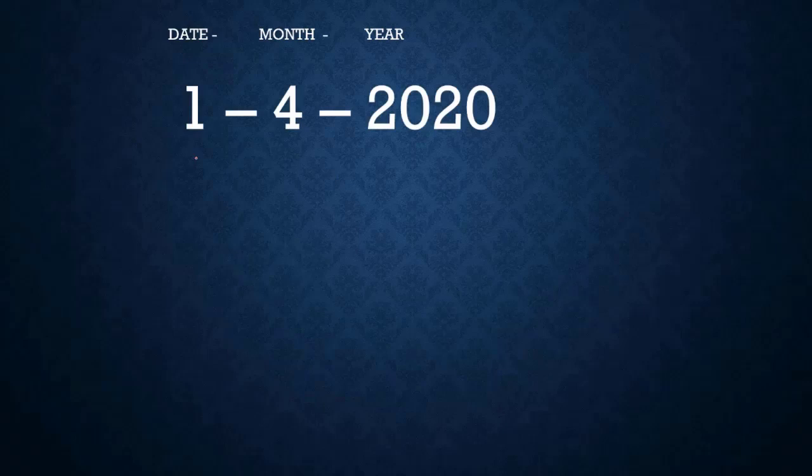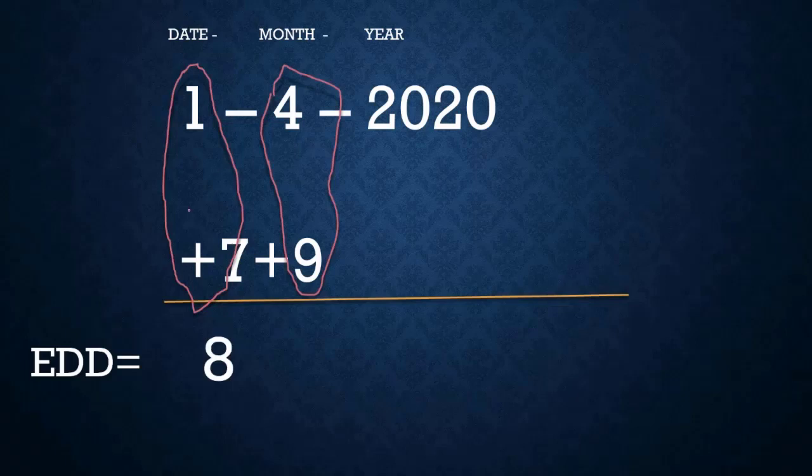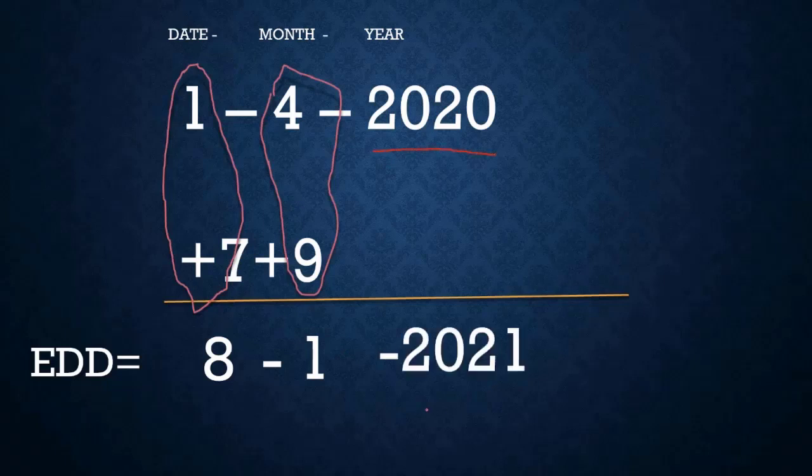How? For example, if the LMP is 1st April 2020 and you have to add 7 days in date and 9 months in month, what will be the EDD? 7 plus 1 is 8, and when you add 9 months after April, the answer will be January. As January lies in the next year, the year will change accordingly and we will write 2021. So you have to change the year accordingly if it is required. So the EDD will be 8 January 2021.